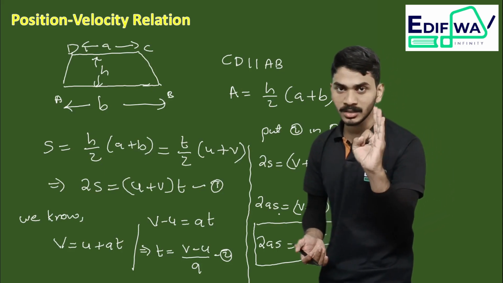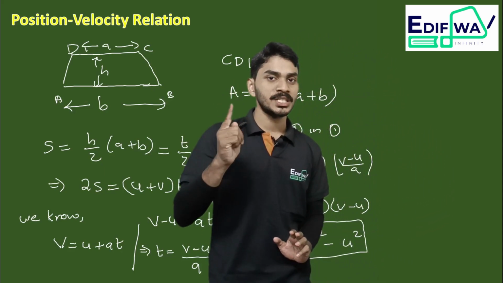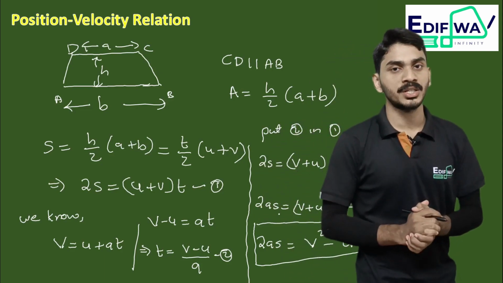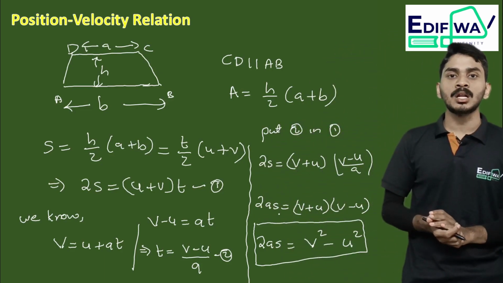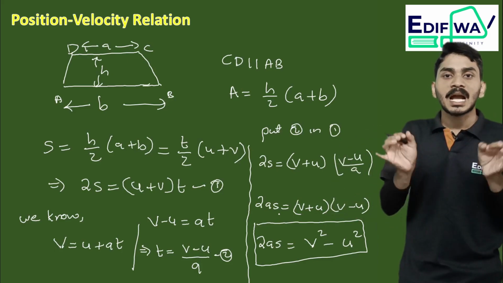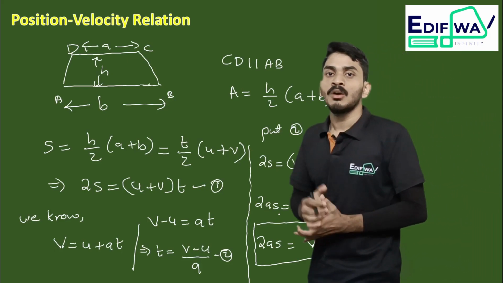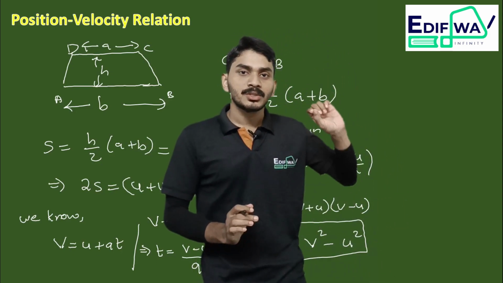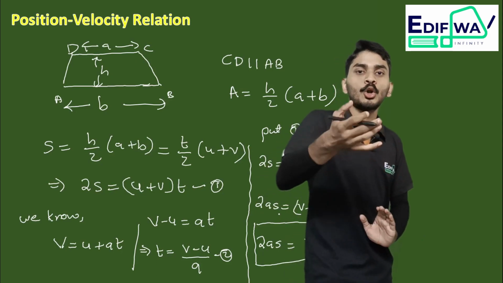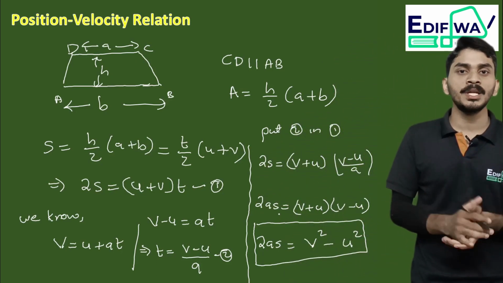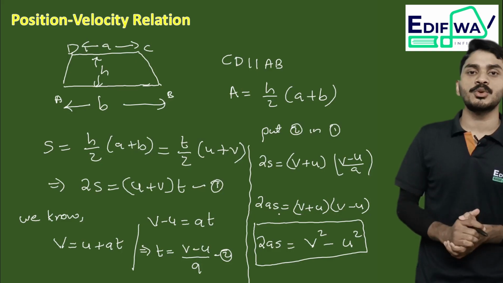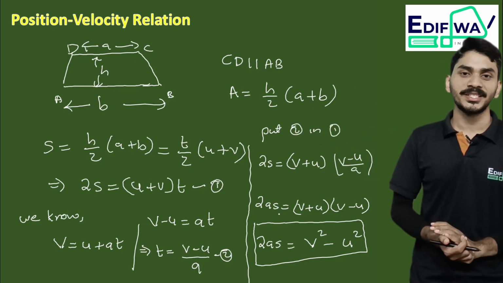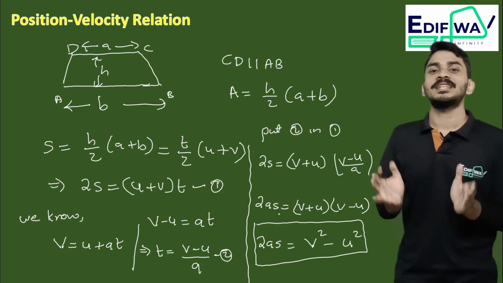So we have learned 3 relations: velocity time relation, position time relation and position velocity relation. These 3 equations are collectively called the kinematics equations for constant acceleration. So this is very important in order to do problems. We will be working out many numerical questions in order to learn the way we have to use these equations. So see you all in the next lecture.